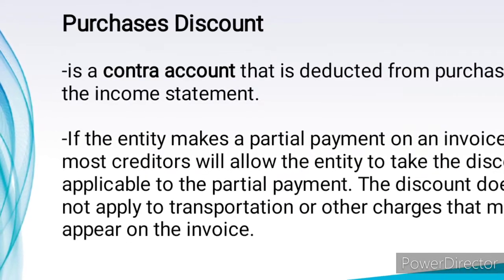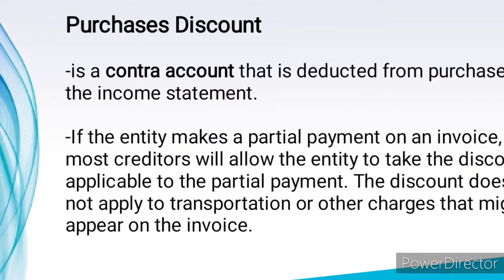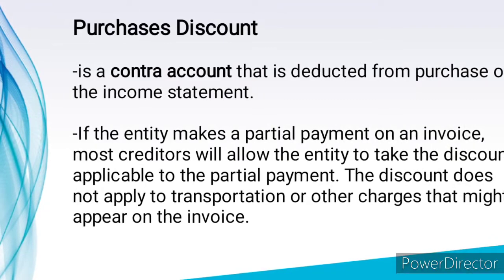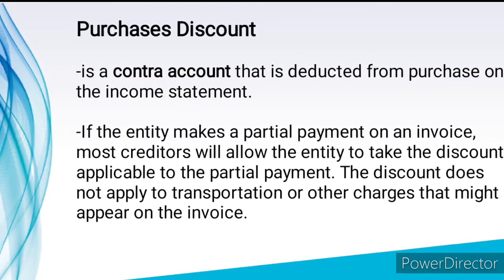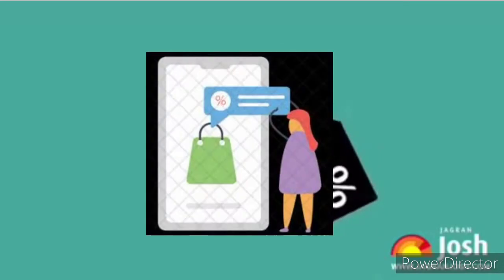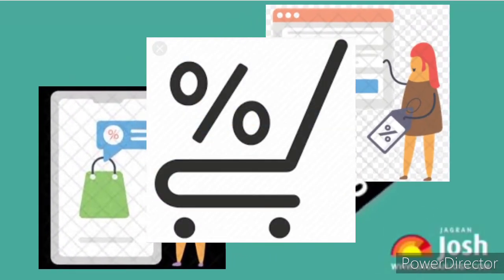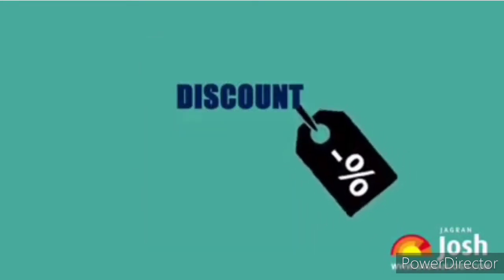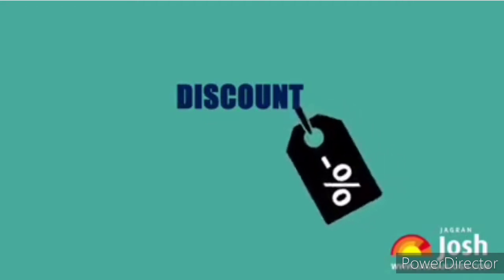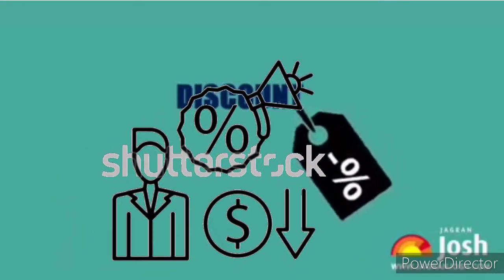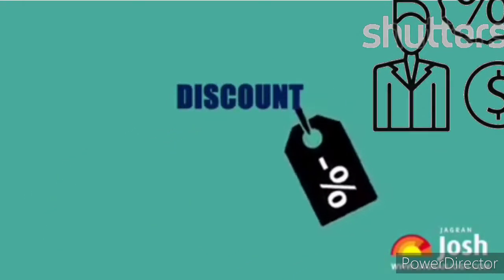If the entity makes a partial payment on an invoice, most creditors will allow the entity to take the discount applicable to the partial payment. The discount does not apply to transportation or other charges that might appear on the invoice. Purchase discounts are the reductions that retailers and stores get from their wholesalers. Purchase discount offered to stores can depend on a variety of factors such as the size of order, a cut in prices of raw materials, and etc. The suppliers' discounts are usually offered because the retailers buy products in bulk.